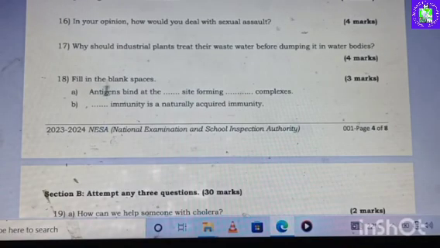Question number 16. In your opinion, how would you deal with sexual insults? In your opinion, it means in your own words. For here we have different opinions, meaning we can respond differently, but let me give the main way you can answer that question.